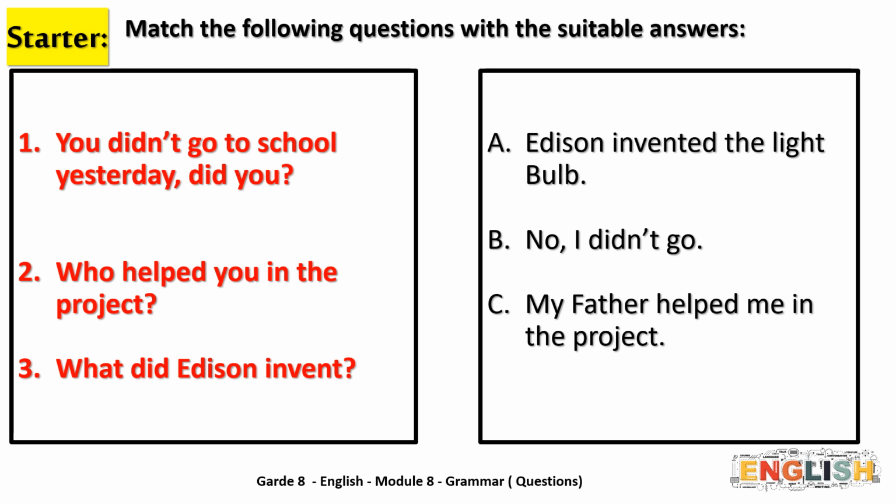Okay, 1. You didn't go to school yesterday, did you? The correct answer is B. No, I didn't go. 2. Who helped you in the project? It is C. Good. My father helped me in the project. 3. What did Edison invent? Good. It is A. Edison invented the light bulb. Well done. Good for you.